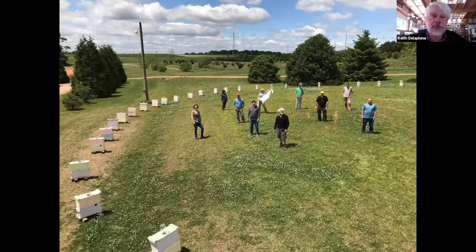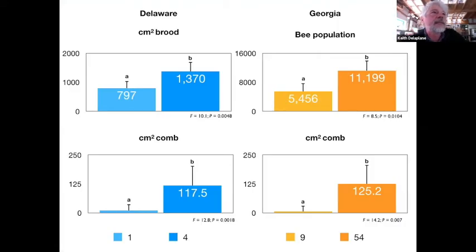So I'm going to show you some colony strength measures after we measured these colonies. On the left, we have Delaware colonies. Let's take a look at brood and take a look at comb. In Delaware, polyandry significantly improved both brood production and comb construction across the board, regardless of whether it had VSH or not. These are the overall averages looking just at polyandry.